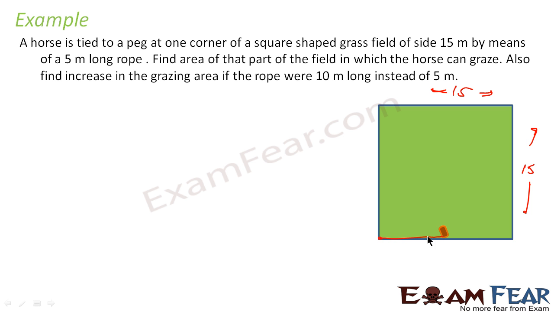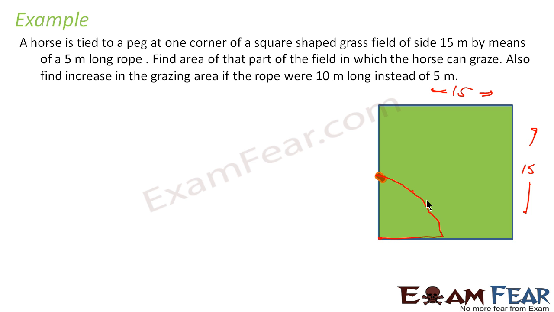So what do you do? The question says this is a square field. This is the horse here, tied to this string, and the horse can move. So if you see, the maximum area the horse can move is like this. See once again, the maximum area it can move is like this. This is nothing but a circle. This is the path the horse will follow, the maximum path, and this is nothing but a circle.